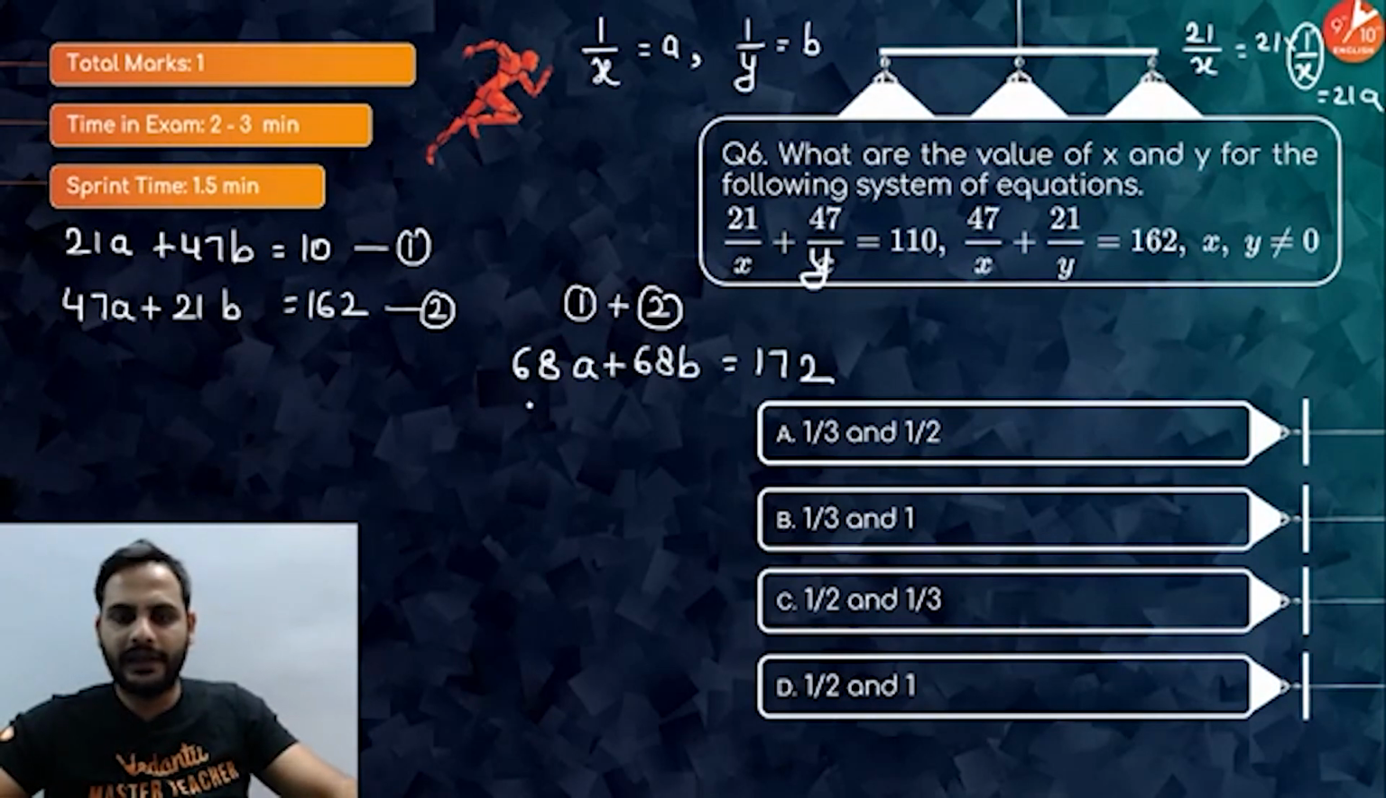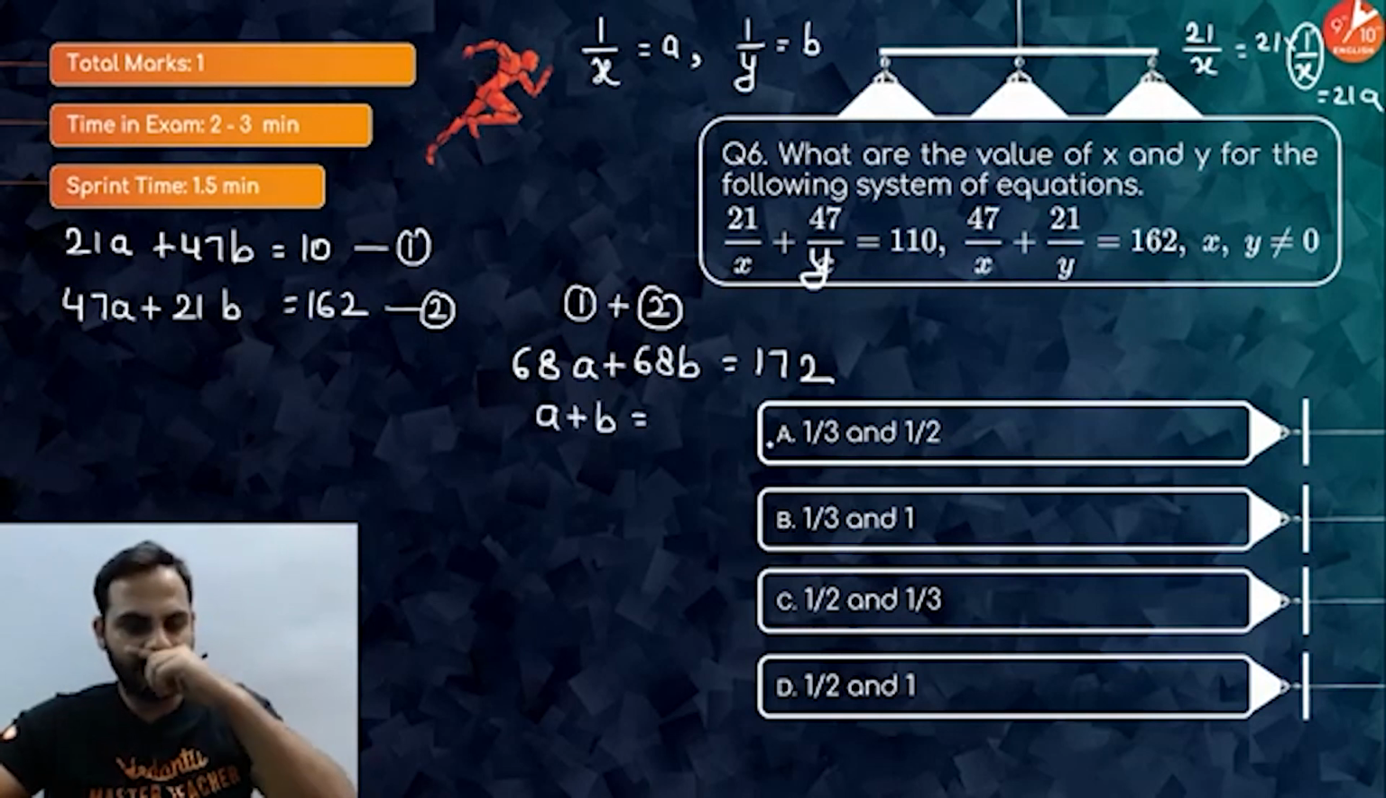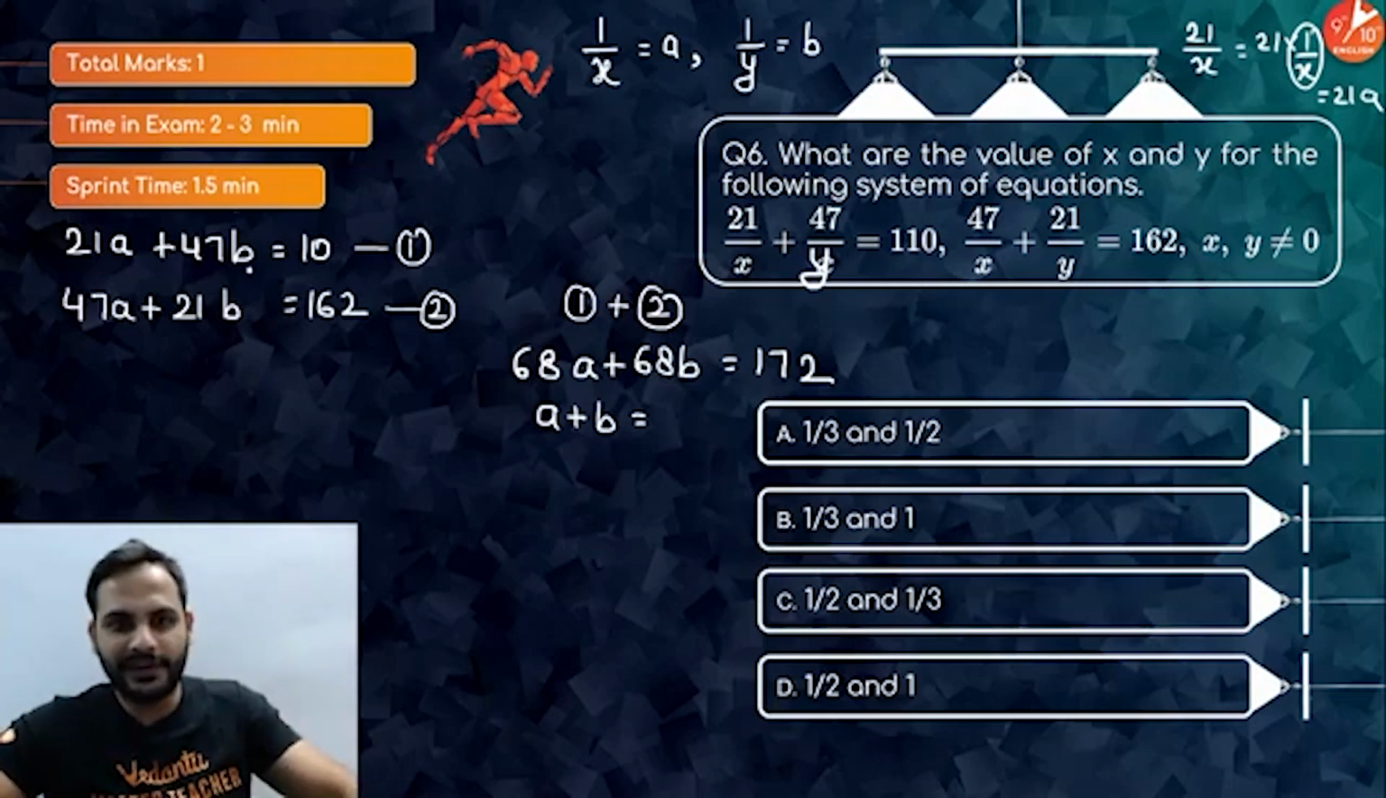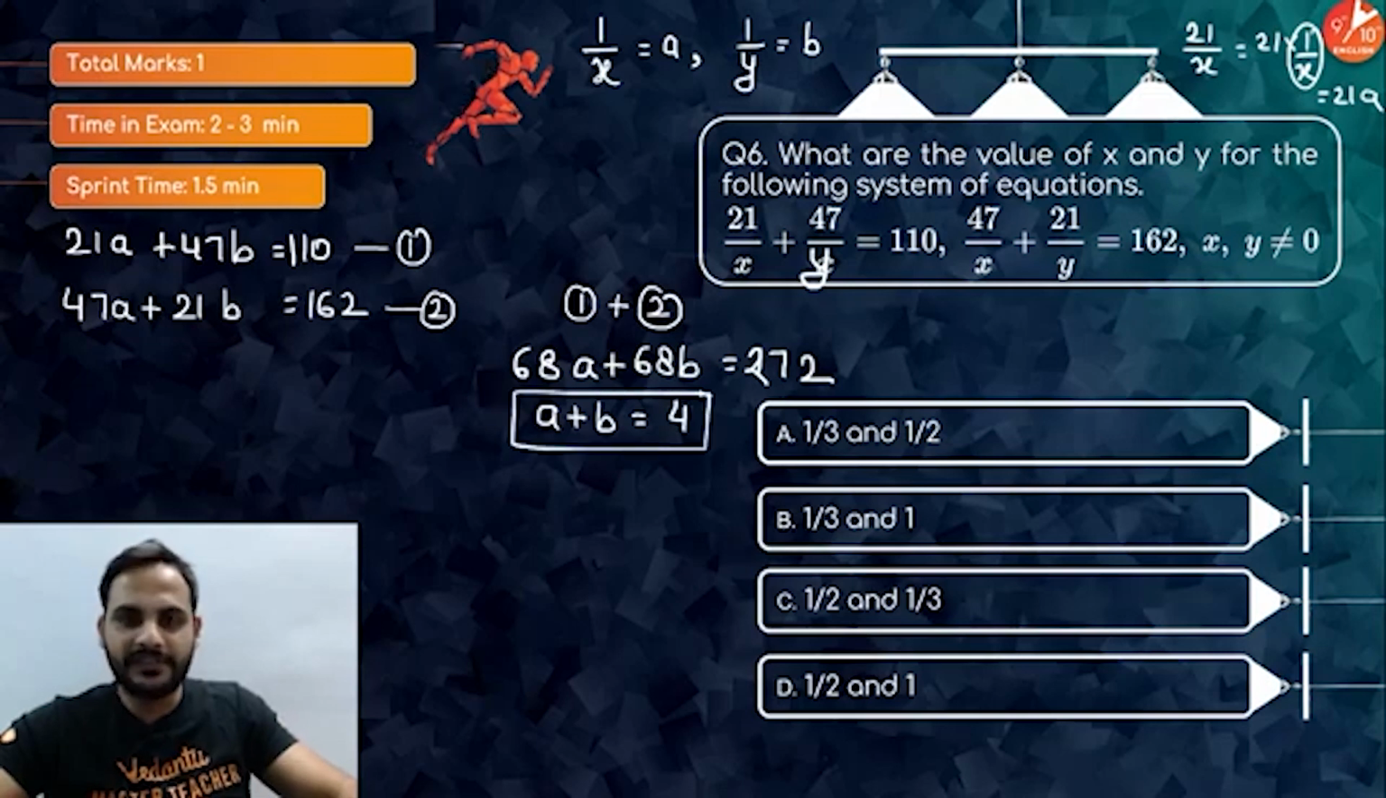Right? And if you take 68 common, a plus b is equal to 172 upon 68, if we do. So it is going to be equal to, oh sorry, it is not 10, 110. Oh, I made a mistake. So 2, 6 plus 1, 7 and it is 272. So I think it is going to be 4 times 432, yes. So 272 upon 68 is 4. See, equation became easy.